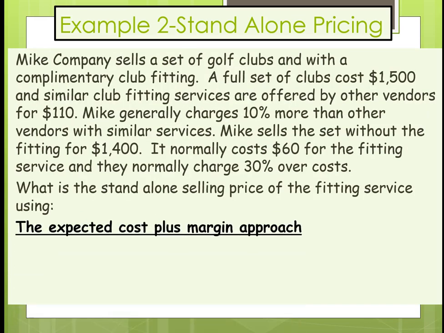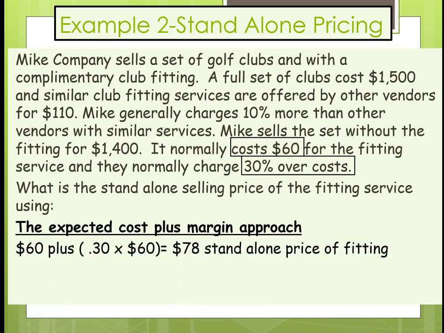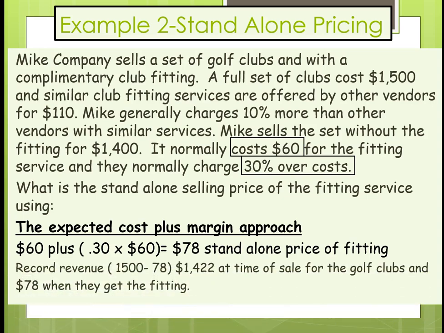Now, same problem, and we're going to use the expected cost plus margin. We're going to take the $60 plus 30% times $60 tells us our standalone price for fitting is $78. We're going to subtract that from the $1,500, which means $1,422 will be going to the golf clubs and $78 for the fittings.